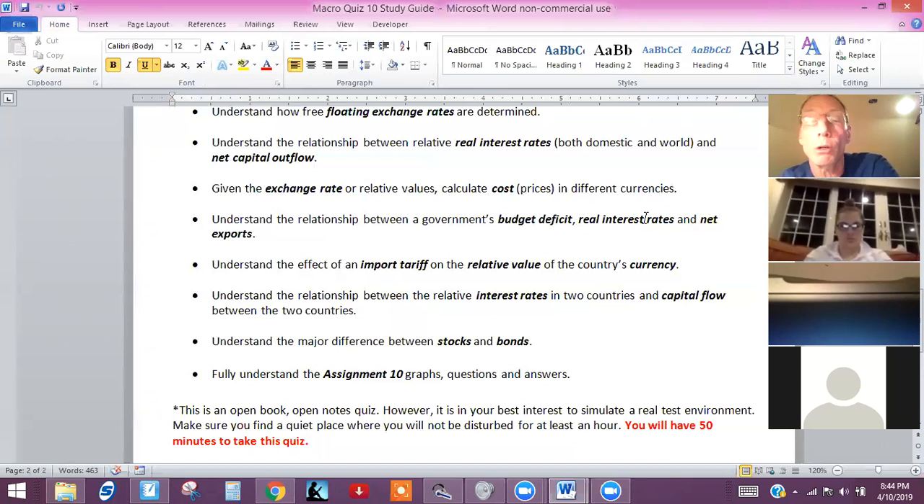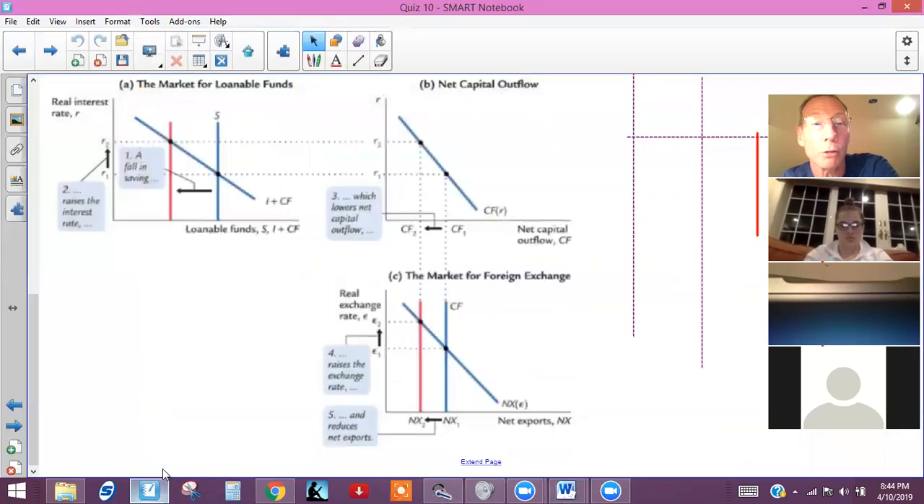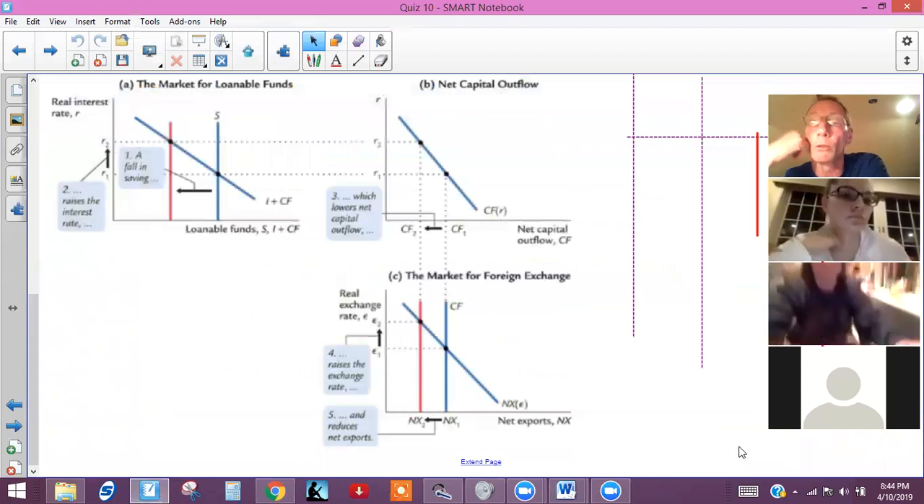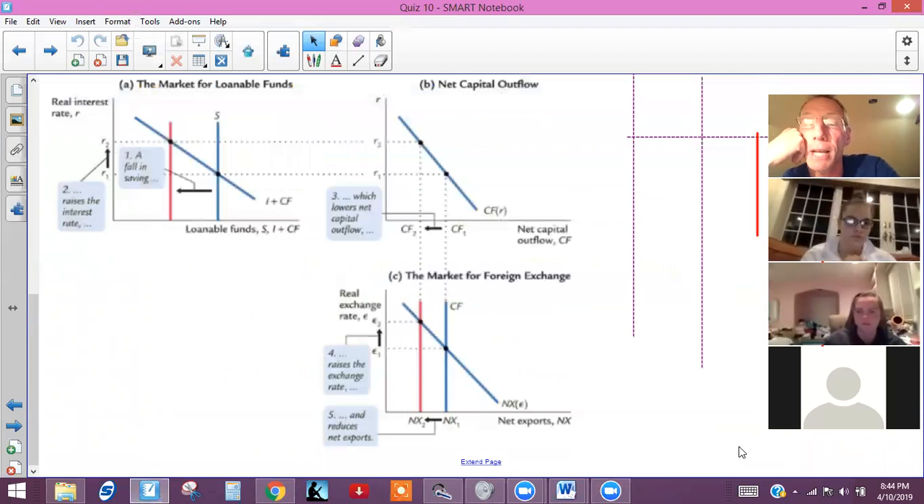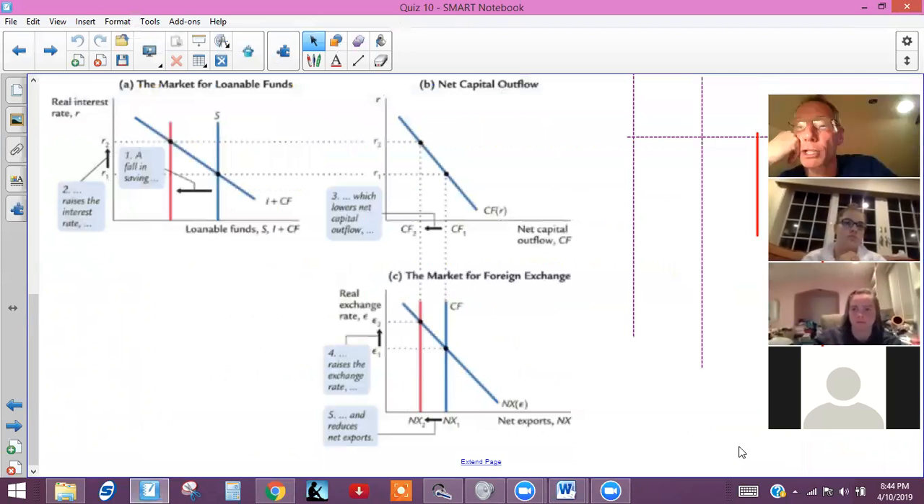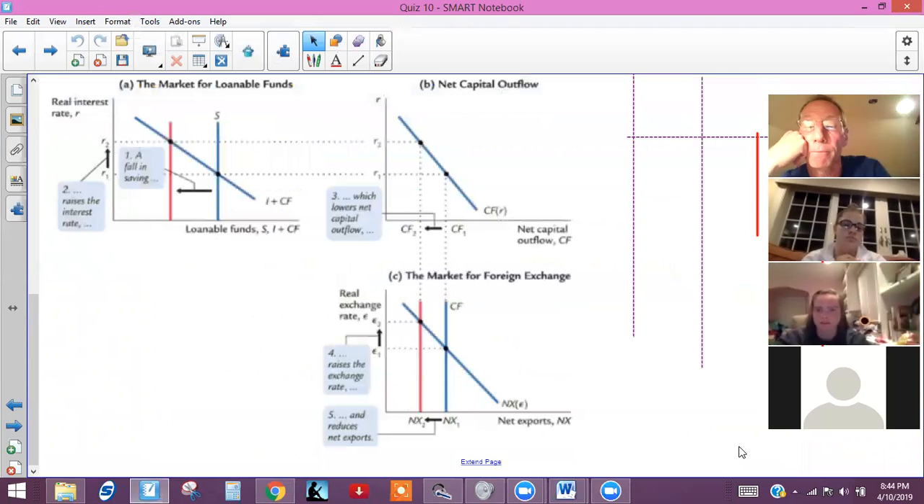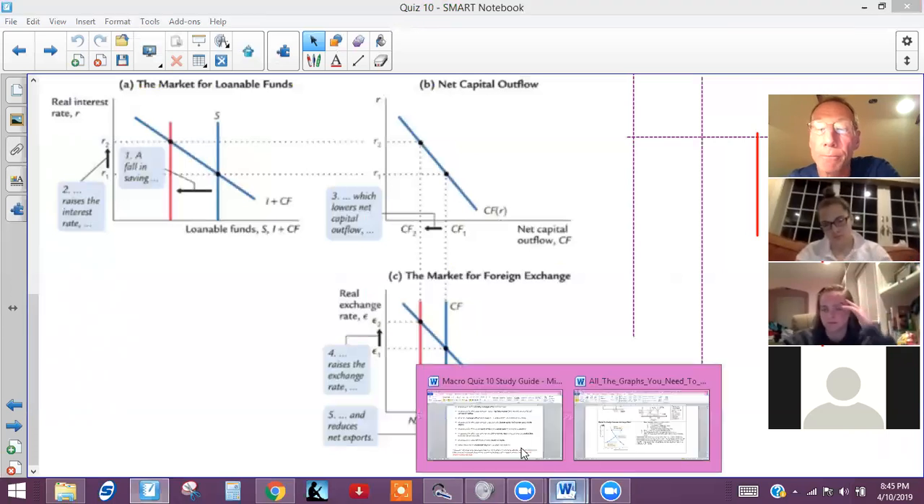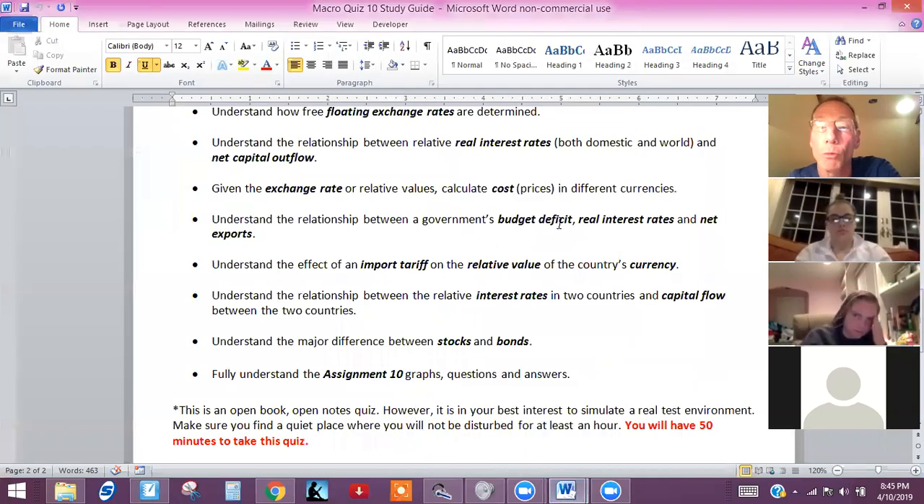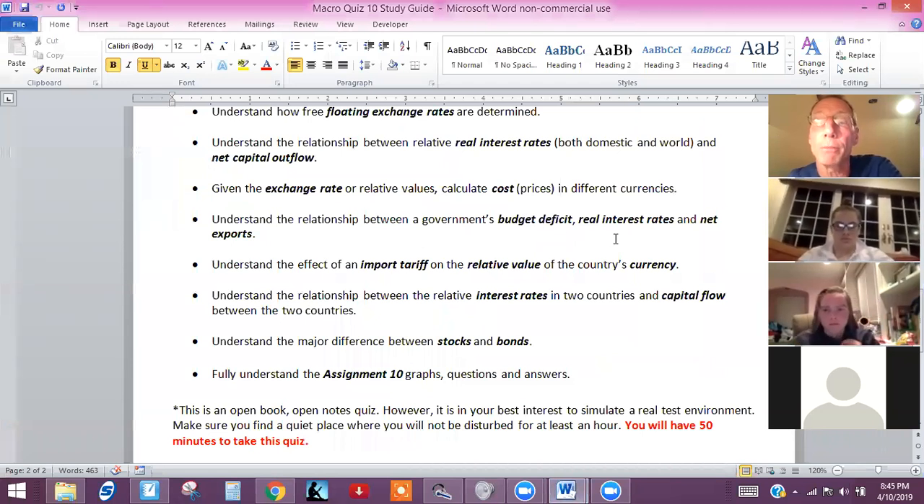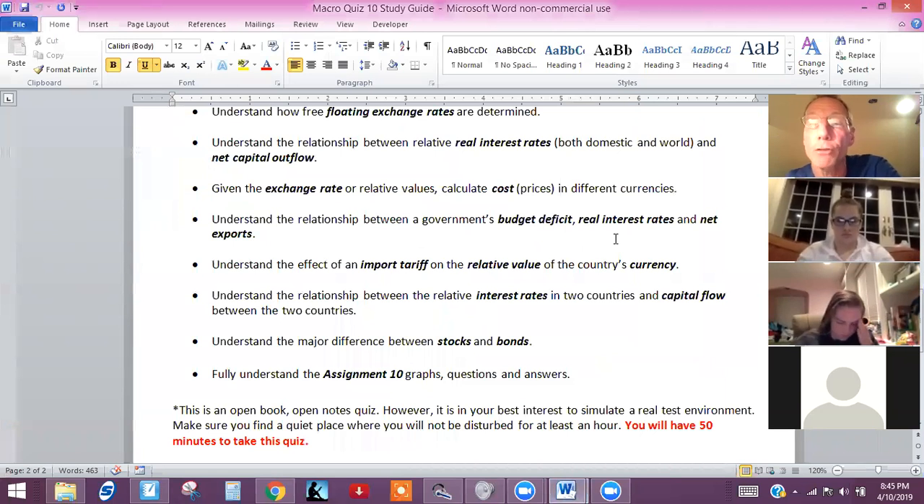So if real interest rates go up, if we go back to our graph right here, that's going to mean net exports go down, okay? I just explained that, so I won't explain the whole thing again. But the key here is understanding what happens when there's a deficit. The government has to borrow money, which means they're demanding money. So money demand shifts to the right, which drives interest rates up.